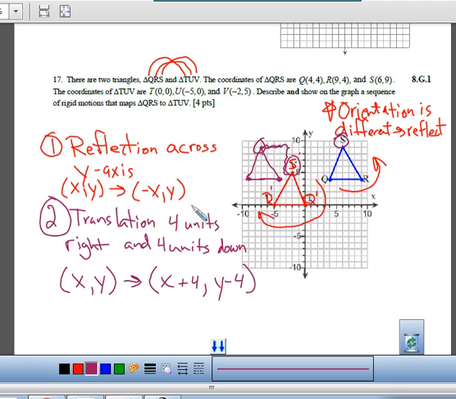Like I said, if you wanted to show the coordinates of all the points, that's fine. It does say describe and show on the graph, so I showed my intermediate step here. If you want to label everything, here's your original, here's your first, here's your second. I saw a lot of students who did this correctly, showing that. All those things are helpful.